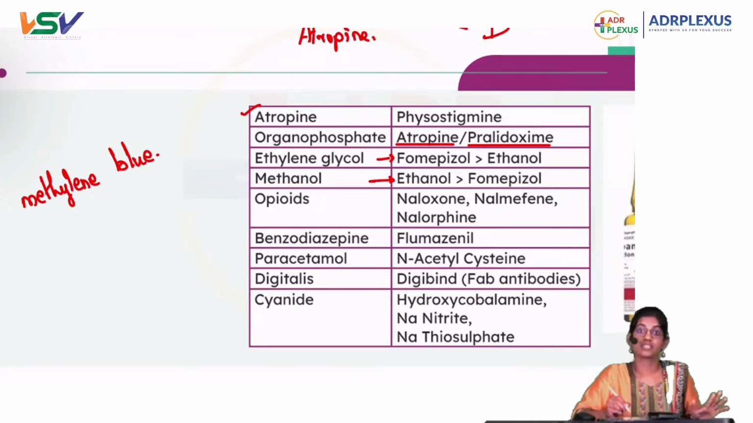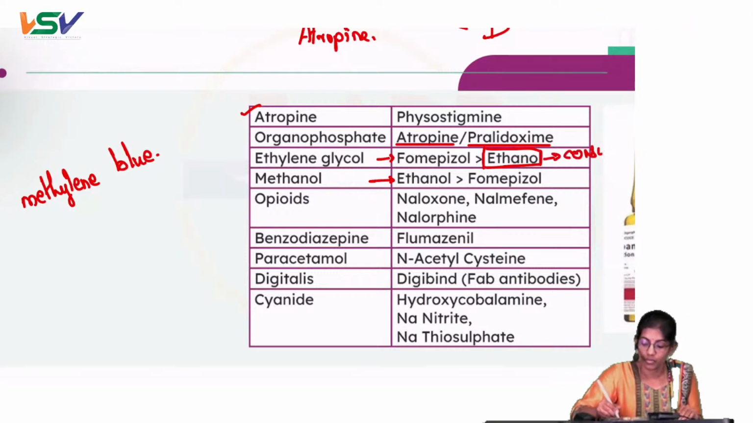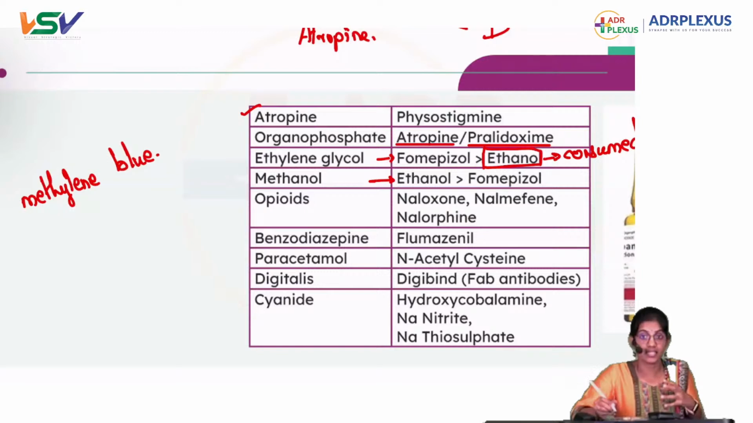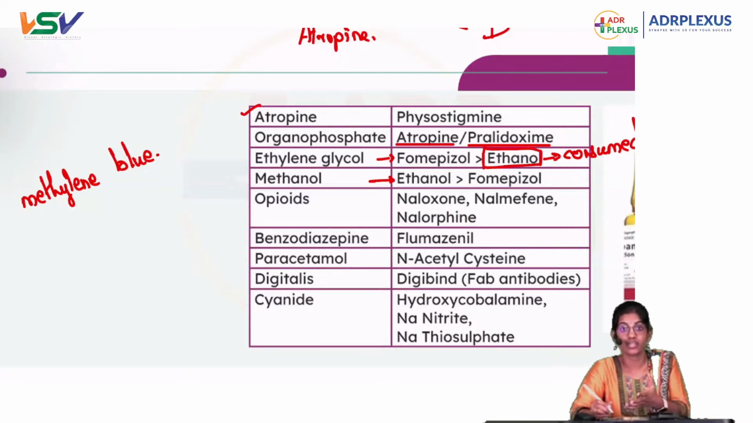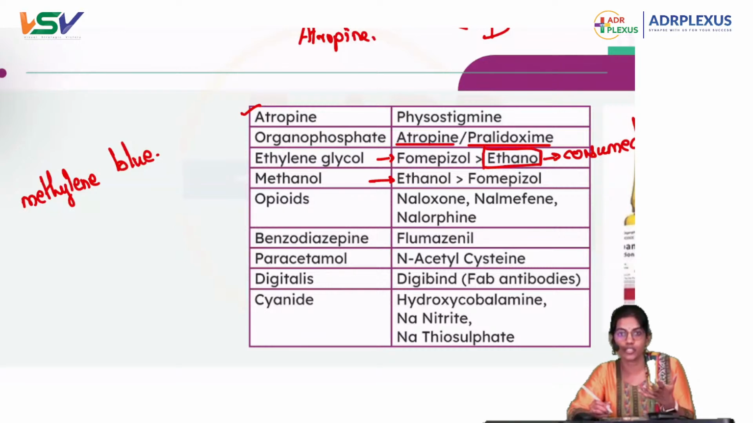Methanol will not be used as an antidote. Ethanol is the alcohol that is consumed. It is consumed legally in India, so it can be used as an antidote. But methanol is responsible for all the hooch tragedy. We will see it inside also. But remember, methanol is responsible for all the hooch tragedy, the blind eye.